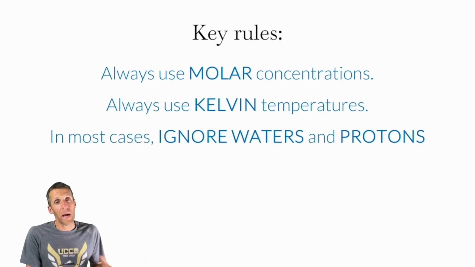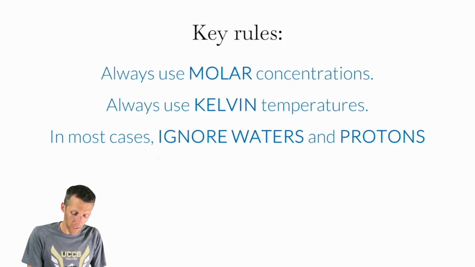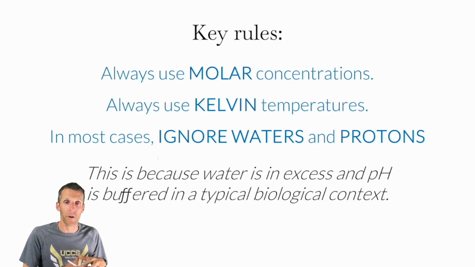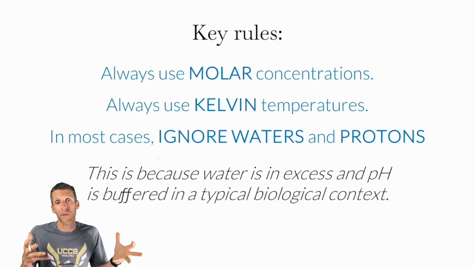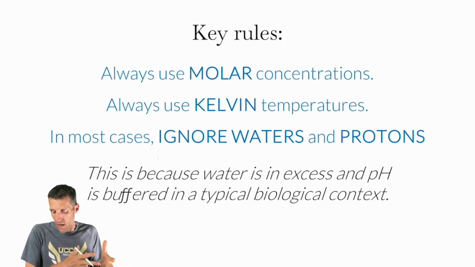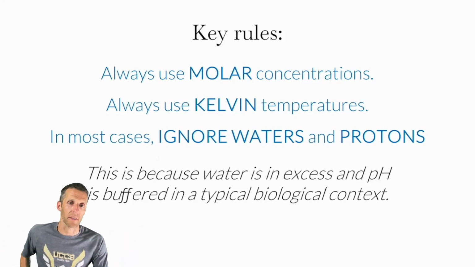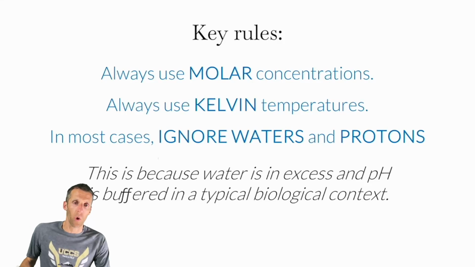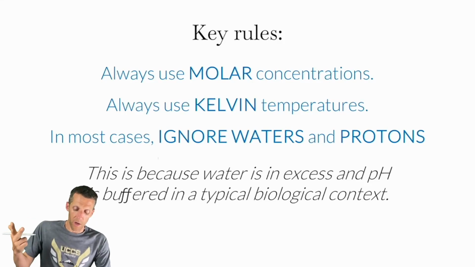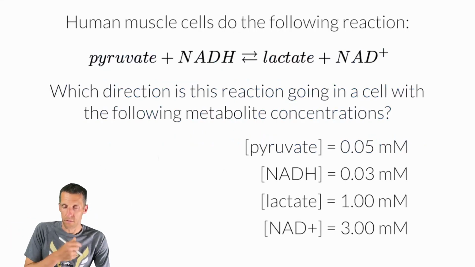And finally, if a reaction involves waters or protons, you can generally ignore them. That's because water is in excess. There's 55 molar water around, so the 1 water that you put in your reaction is not going to change that water concentration. And there are buffers that keep the pH roughly the same. So basically you can think about proton and water concentrations as effectively constant and not affecting the free energies. So, use molar, use Kelvin, and ignore waters and protons in the reactions.